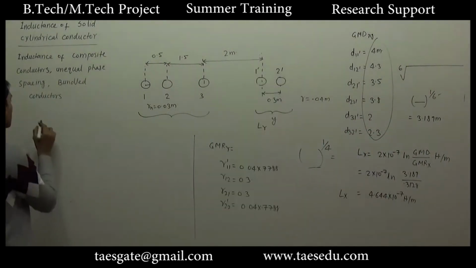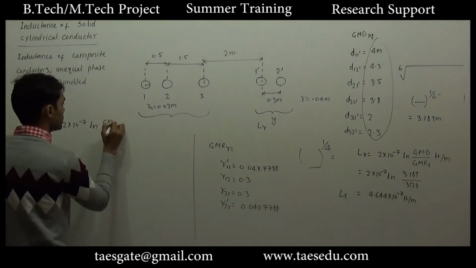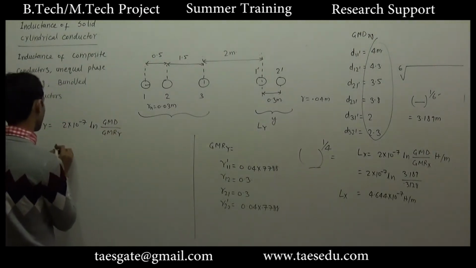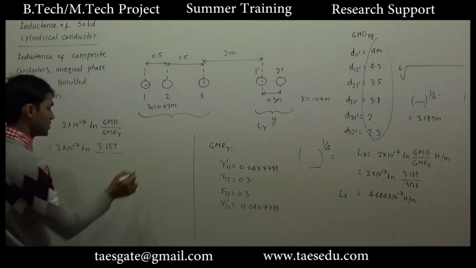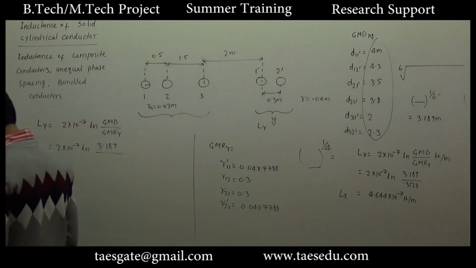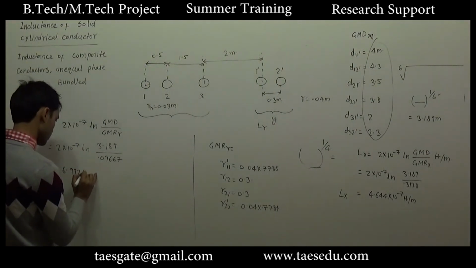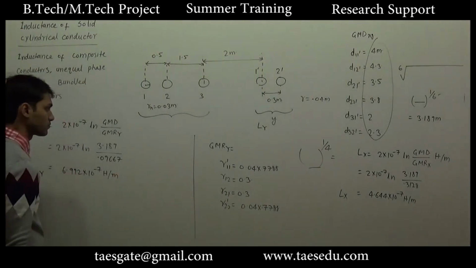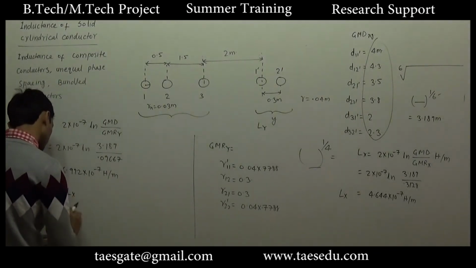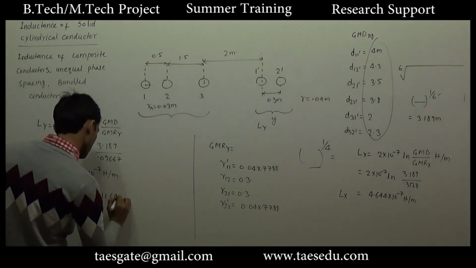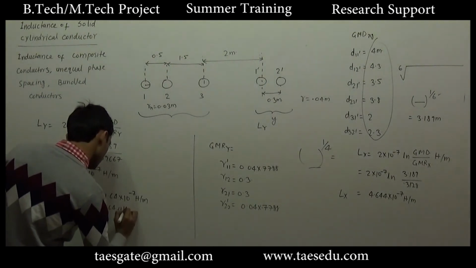This is Lx. For Ly, 2 into 10 to power minus 7 ln GMD divided by GMR of Y. 2 into 10 to power minus 7 ln GMD is 3.189 and GMR for Y, here if you calculate, so Ly will be 6.992 into 10 to power minus 7 Henry per meter. And the total inductance of the line will be Lx plus Ly. So this will give you 11.64 into 10 to power minus 7 Henry per meter, or 1.164 microhenry per meter.